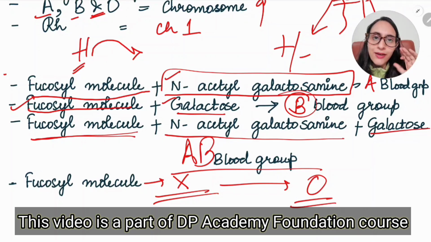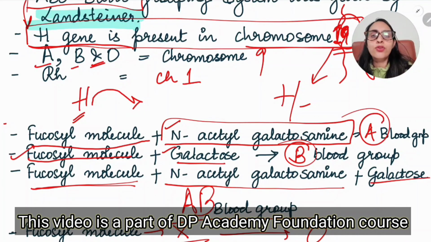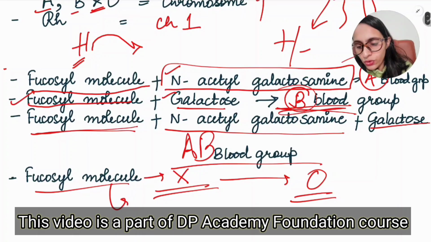So based on this, basically what is the function of this H gene? This H gene is going to add the fucosyl, it is going to transfer the fucosyl molecule. So it is fucosyl transferase. If this H gene transfers the fucosyl molecule to N-acetyl galactosamine, then the person has got A blood group. If the H gene transfers the fucosyl molecule to galactose, then it becomes B blood group. If it adds on to both, then it becomes AB.